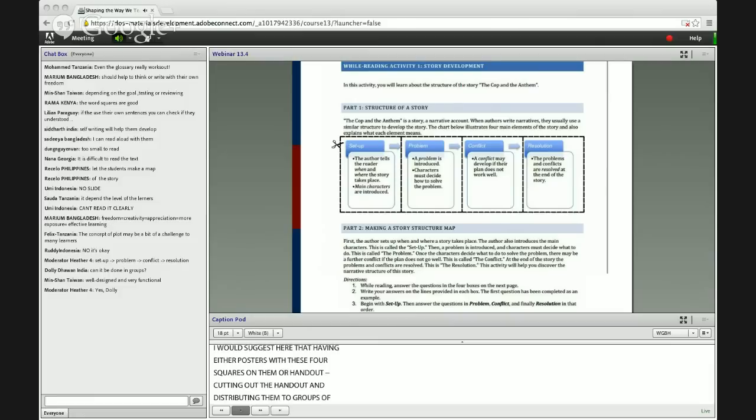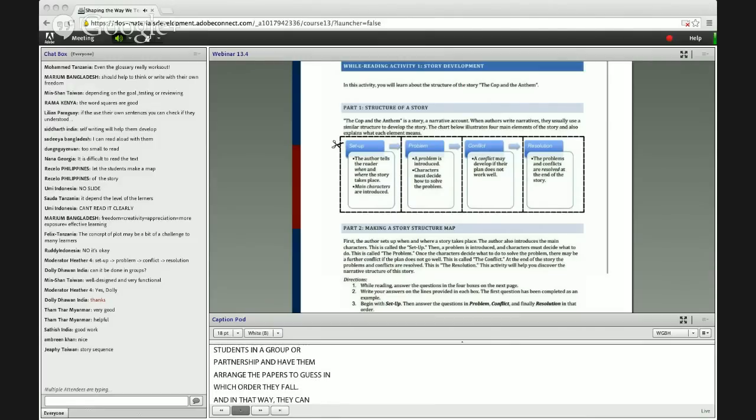So you could cut out these four elements, mix them up, put the students in a group or partnership, and have them arrange the papers to guess in which order they fall. And in that way, they can begin to understand the general story structure, and they can then move on to make a map to explore the plot and to summarize the plot.